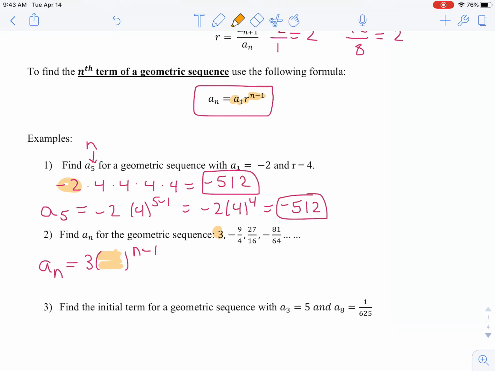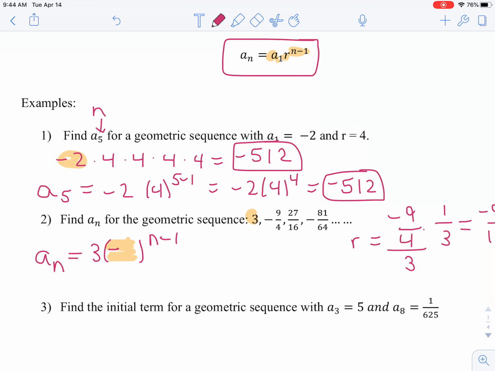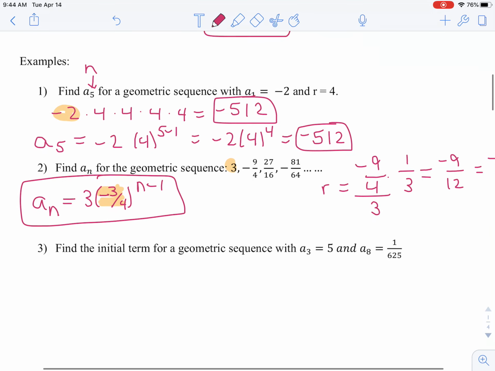We're going to find this r by going back to our previous formula, where we take one term and divide by the preceding term. So we can take negative 9/4 and divide by 3 to get r, which would be the same as multiplying by 1/3. We see r as negative 9/12, which is negative 3/4. Okay, so our r is negative 3/4. And that makes sense because we have that alternating pattern, so our r is negative so that it alternates positive, negative, as we go on.